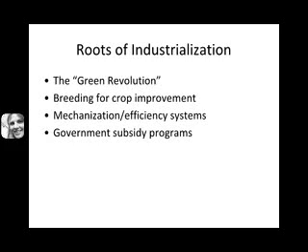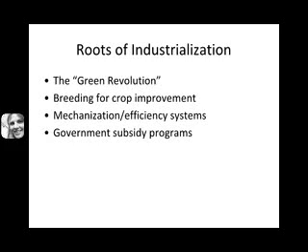So a lot of times we use this term Green Revolution as kind of a catch-all phrase for global agricultural overhaul. But more specifically, the Green Revolution has to do with wheat production, and we'll talk more about that in the next slide. Essentially, there were new strategies for breeding crops to increase their yield. There was also a lot of mechanization and efficiency systems, much of which was taken from the prior wars.